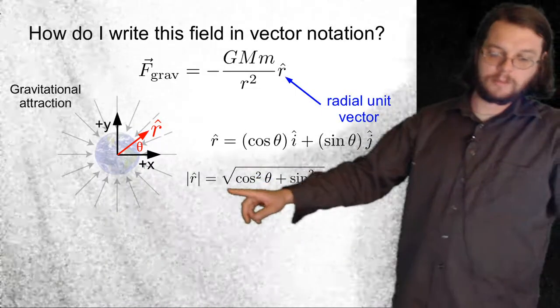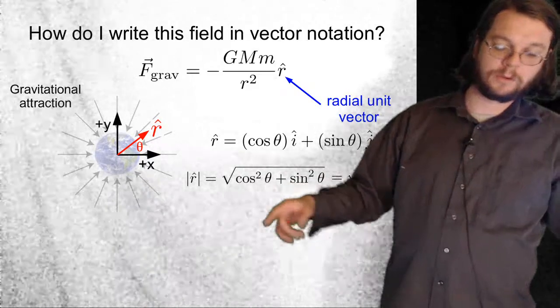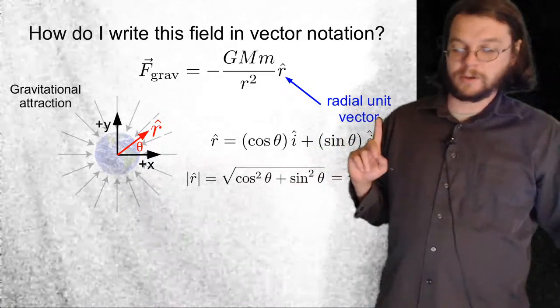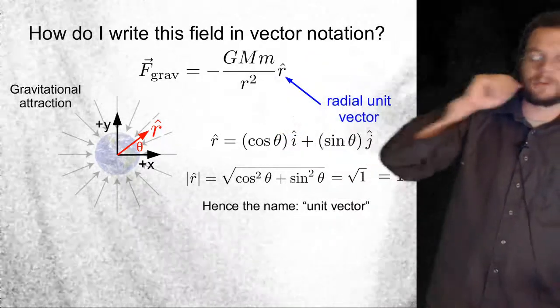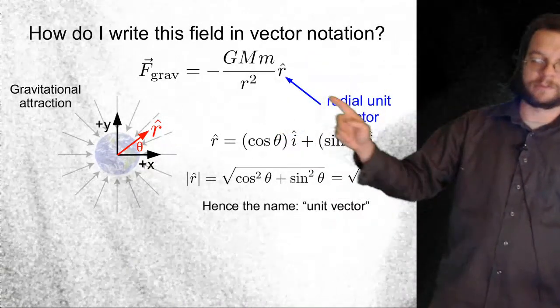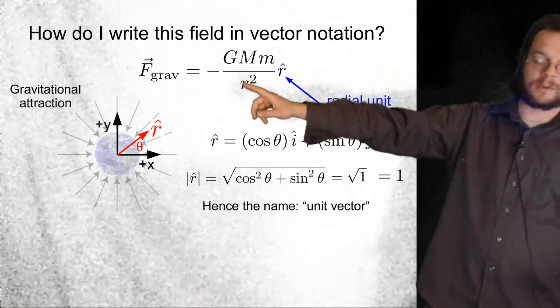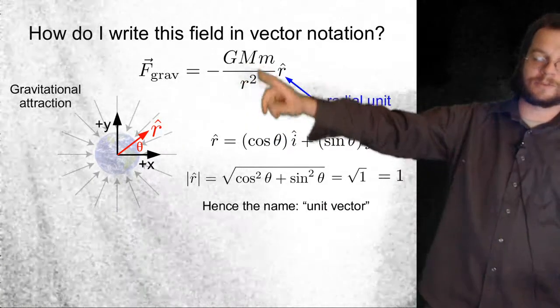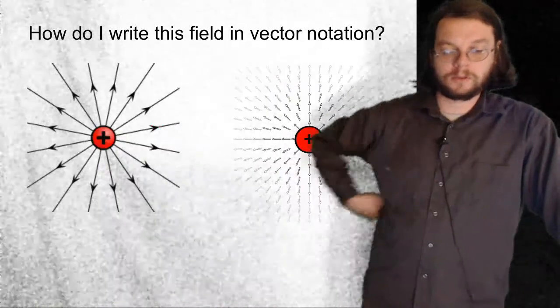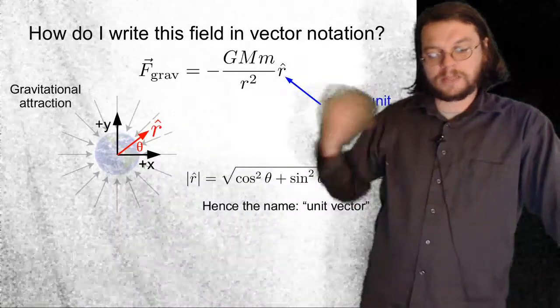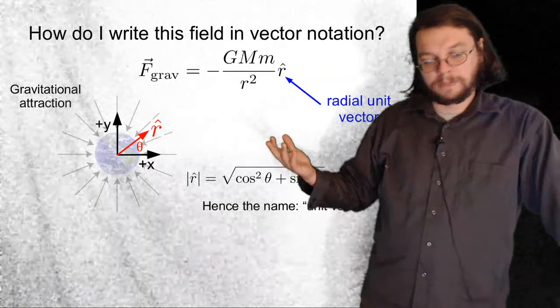And so we can say that the magnitude of this radial unit vector is 1, which is why we call it a unit vector. And that's really important because we don't want to change the magnitude of this gravity vector, right? The magnitude's correct. We already know that it has to be this force. We just want to put in the direction of it, and so the radial unit vector kind of helps to do that. So that's how you do this with gravity.